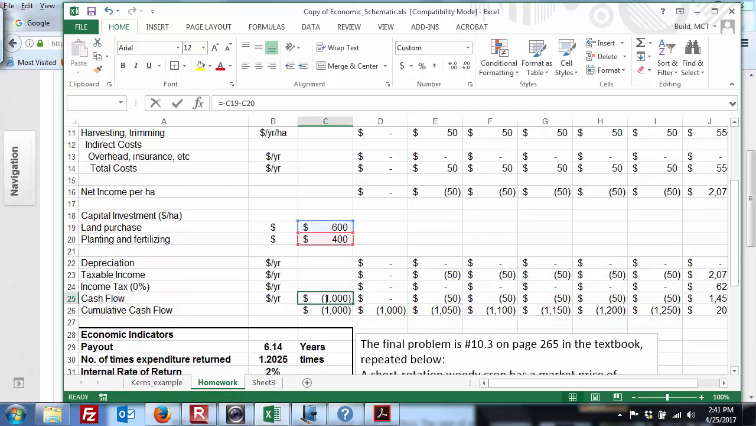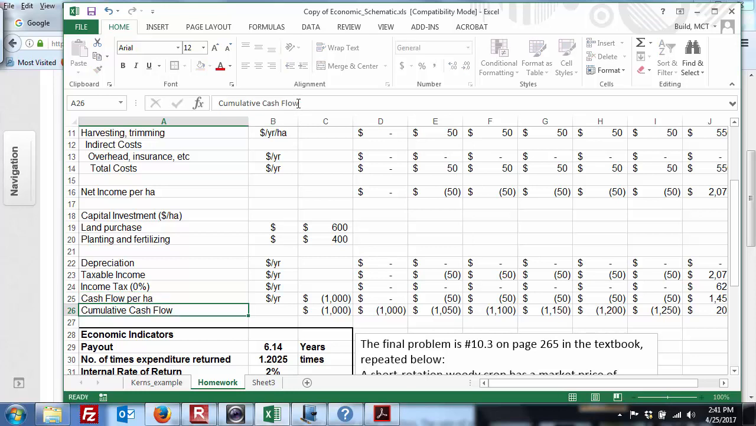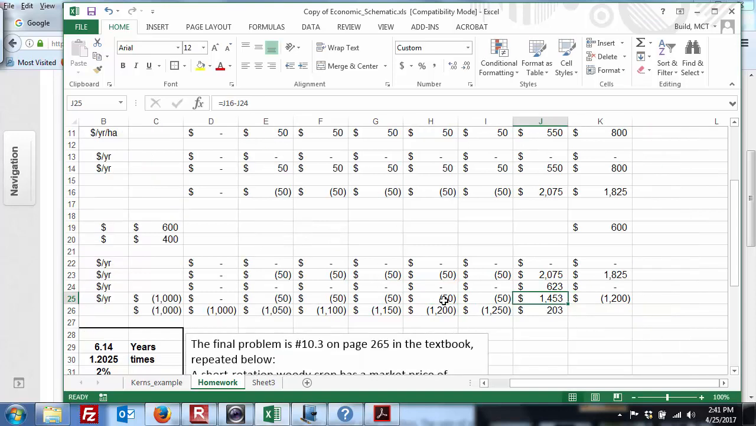Cash flow, that's the initial, those two guys in year 0. And then from there, the cash flow is the net income per hectare. This is cash flow per hectare. So it's the net income minus the income tax. Those go out to 50.